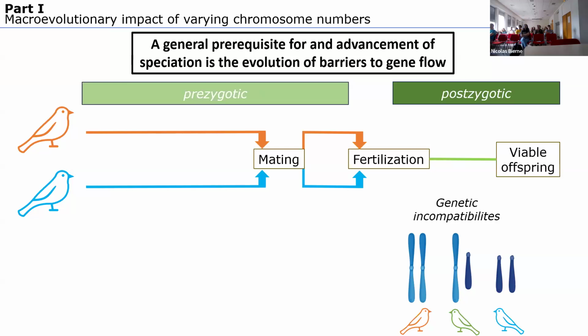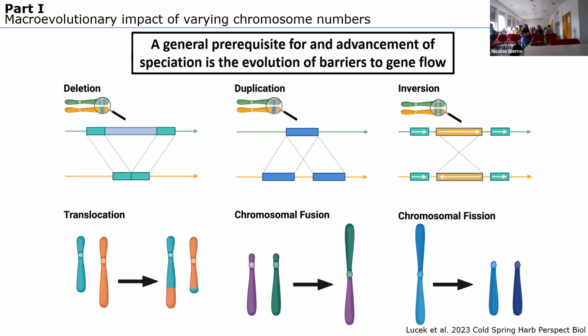When you think about postzygotic barriers, we often think about genetic incompatibilities. So if you have two parental species with a different chromosomal rearrangement and they mate, then you have a hybrid that's probably less fit or even sterile. And when we think about genetic incompatibilities, we often think about genetic rearrangements such as small ones, deletions, duplications, and especially inversions got a lot of attention in the context of speciation.